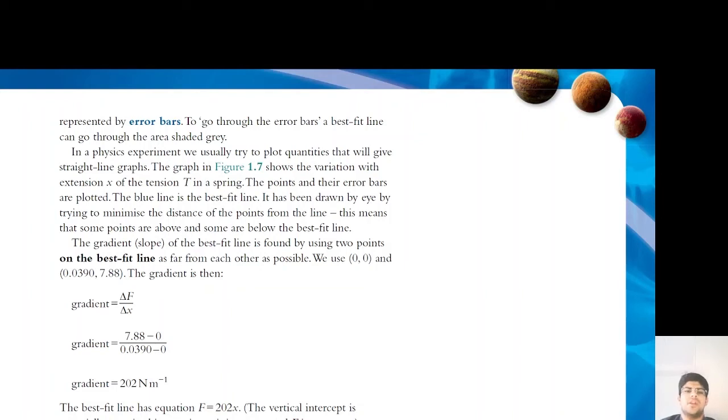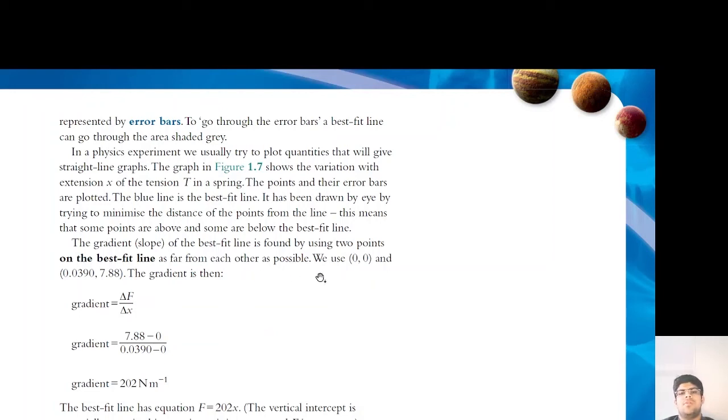It has been drawn by eye by trying to minimize the distance of the points from the line, and this means that some points are above and some are below the best fit line. The gradient, or slope, of the best fit line is found by using two points on the best fit line as far from each other as possible.